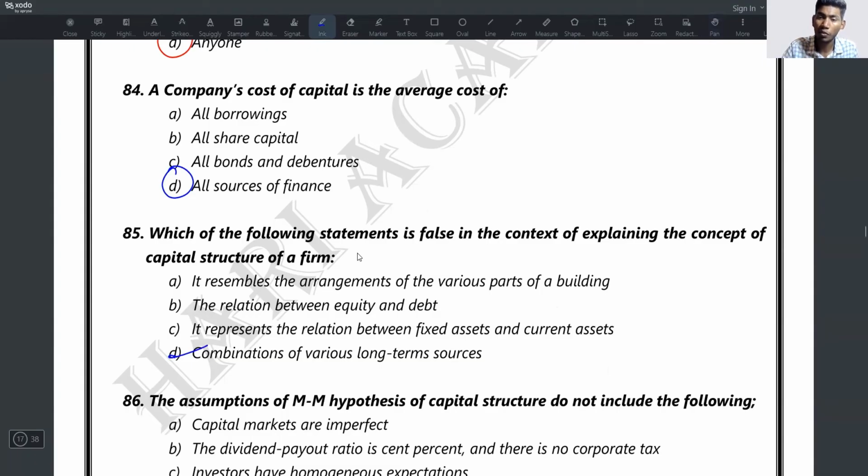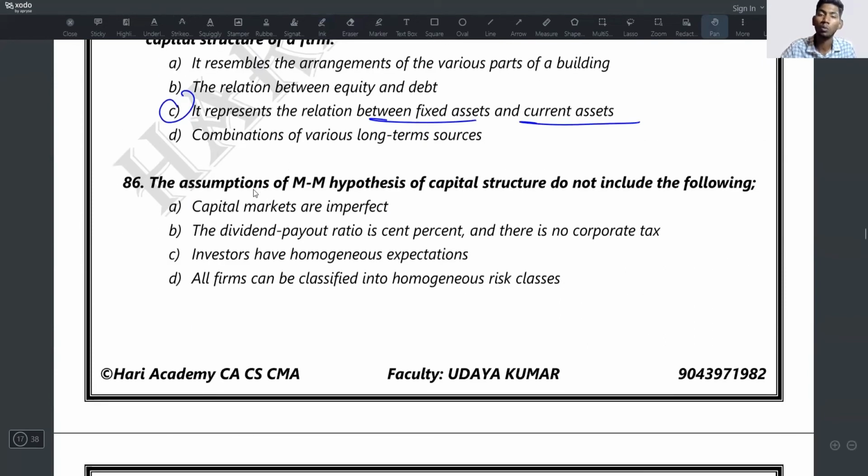It resembles the arrangement of the various parts of a building, yes, that's right. The relationship between equity and debt, exactly. Option C is the relationship between fixed assets and current assets, how is it relevant? That's the wrong one, false in this context. So option C is the right option.